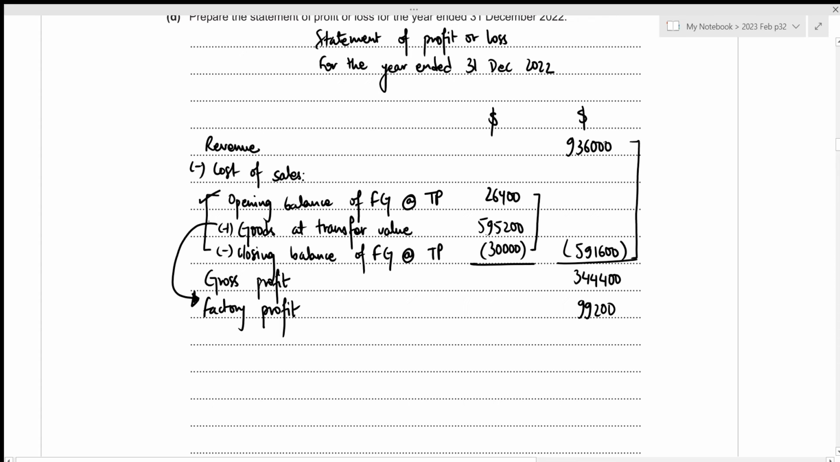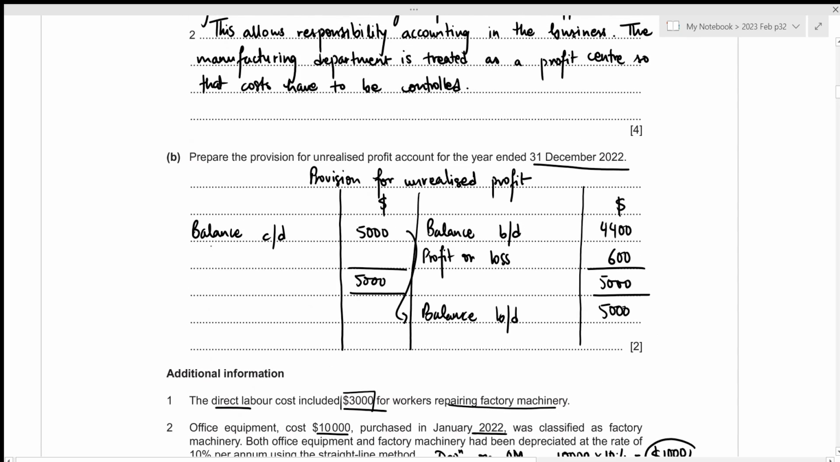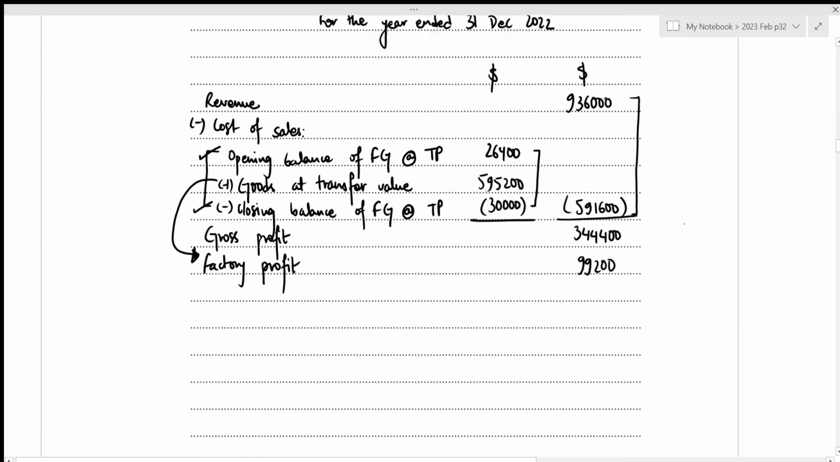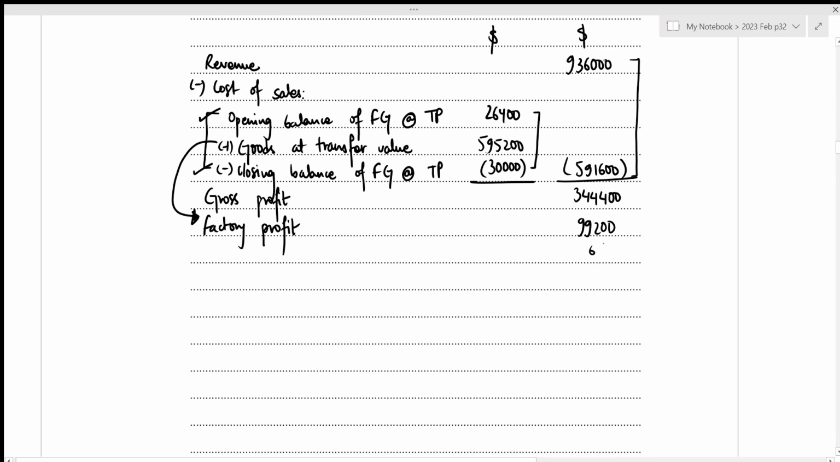Now for the opening balance of the finished goods and the closing balance of the finished goods, we will be adjusting it with the help of our increment or the decrement in provision for unrealized profit. And we have already figured out our provision for unrealized profit account right here, and we have the increment in the provision for unrealized profit to be 600. Again, if there is an increment, we should be subtracting it. So let's subtract this 600. That's going to be increase in provision for unrealized profit.